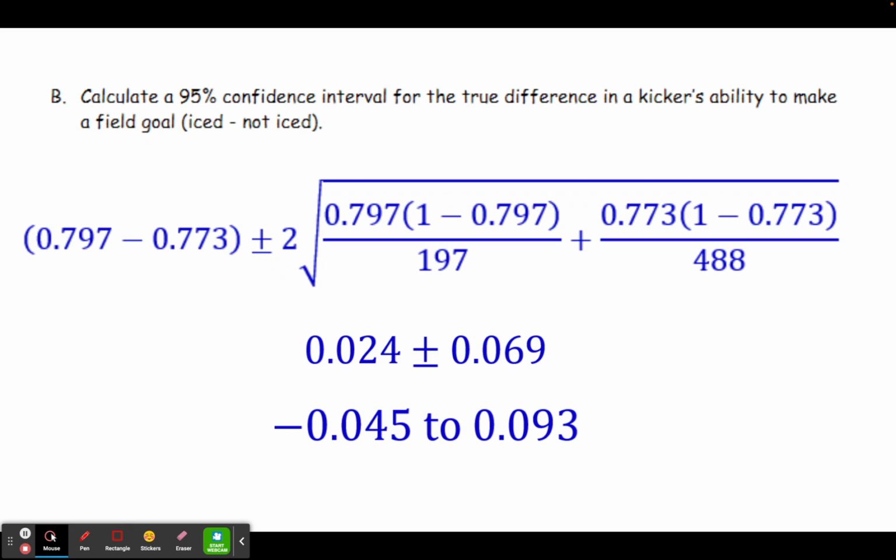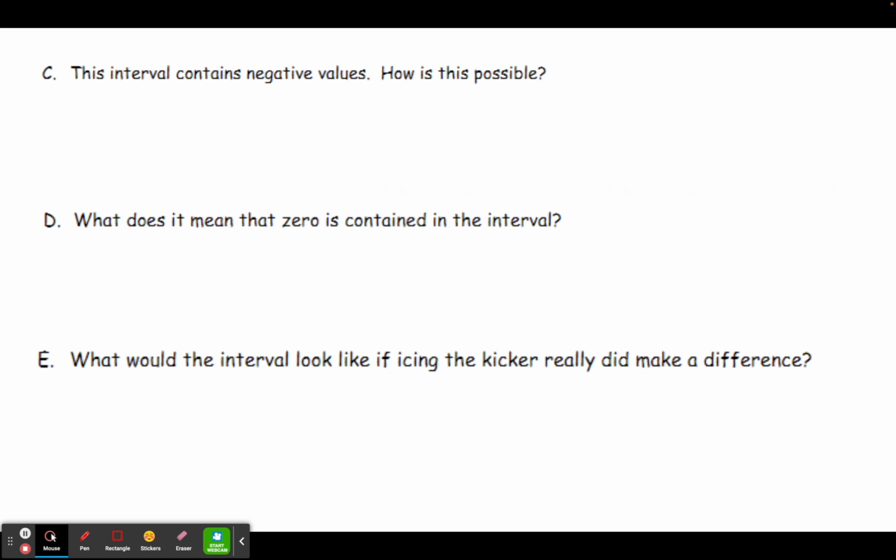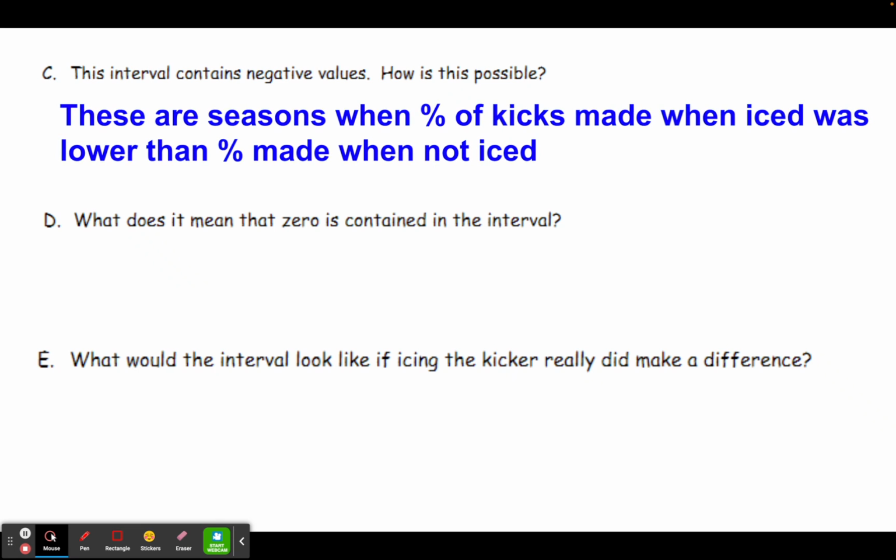We've seen situations like this before where the interval goes from negative to positive and includes the value of 0. The reason we have negative values in this case is that there probably will be some seasons or some blocks of time where the percentage of kicks made when the kicker was iced was lower than not iced. Remember, when we subtracted, we did iced minus not iced. So if the kicker makes fewer when they're iced than when they're not iced, you would get a negative value when you subtract.